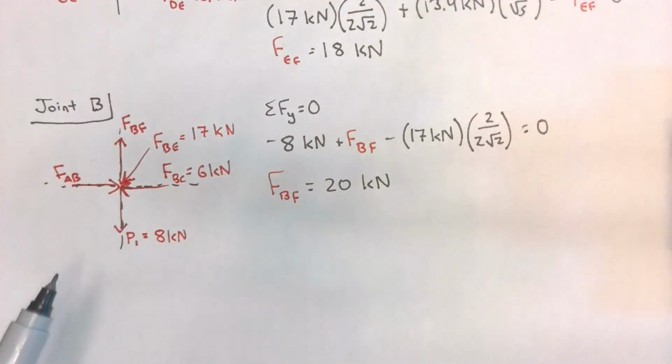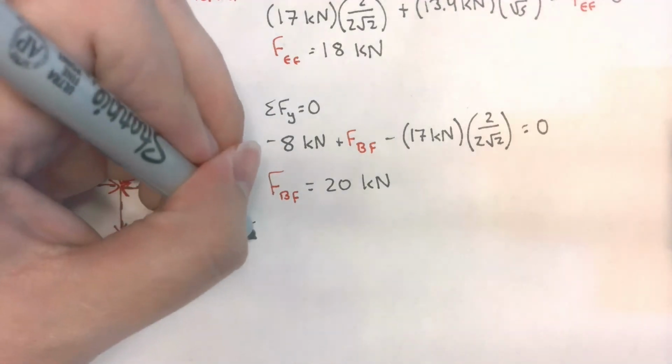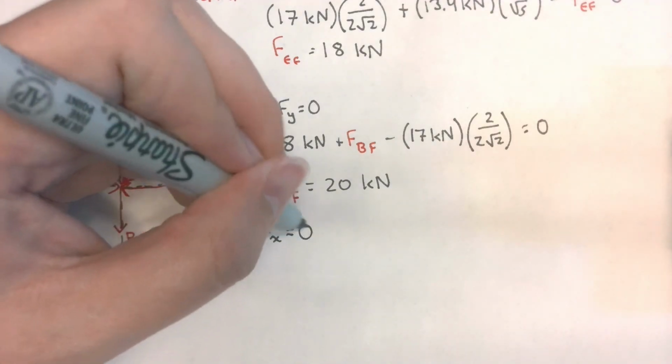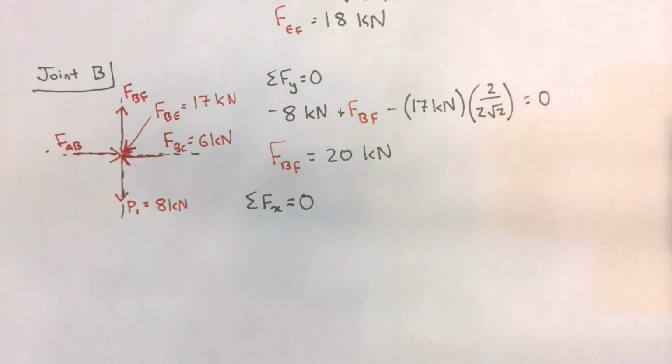Got a positive value, which means that I assumed this direction correctly, so that's good. Now we can jump to the x direction. Sum of forces in the x direction equals 0.